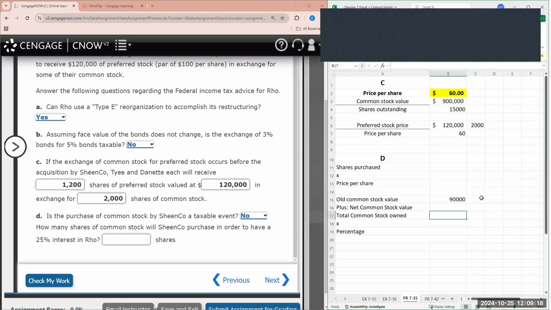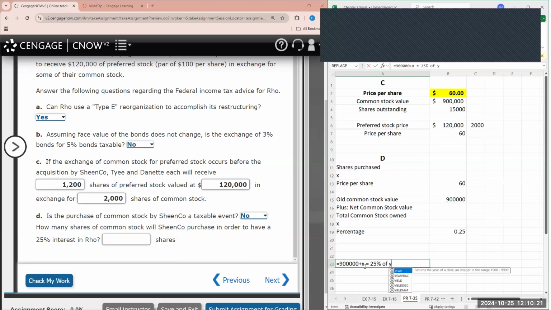Based on this information, we're going to have to work backwards with the formula to determine how many shares they would need to purchase in order to have 25% ownership. We know 900,000, and that the price per share is $60. We want to ensure that we own at least 25% of the total common stock. So the formula would essentially be 900,000 plus X equals 25% of Y or something like that.